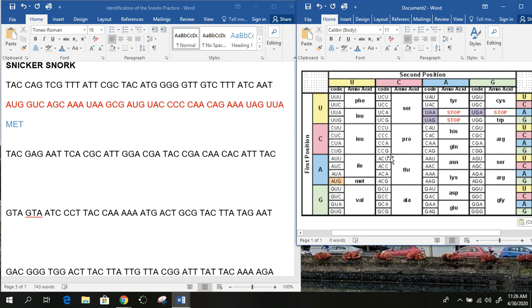I'm using the box one. I prefer the circle one, but the box one is a lot easier to go through. So the first one, AUG, is going to be Met. AUG, Met. Okay. Now, the second sequence is GUC, which is Val.